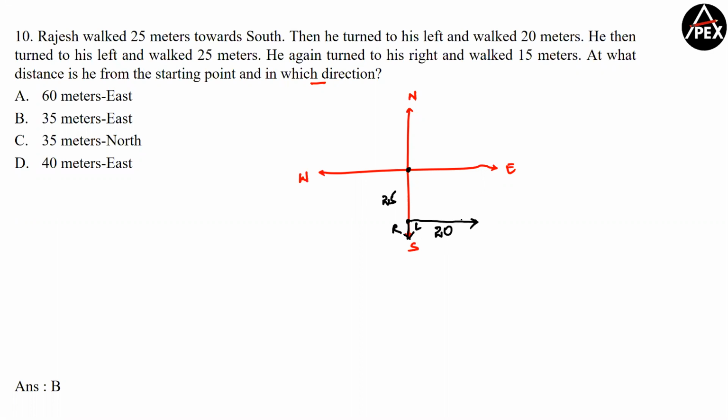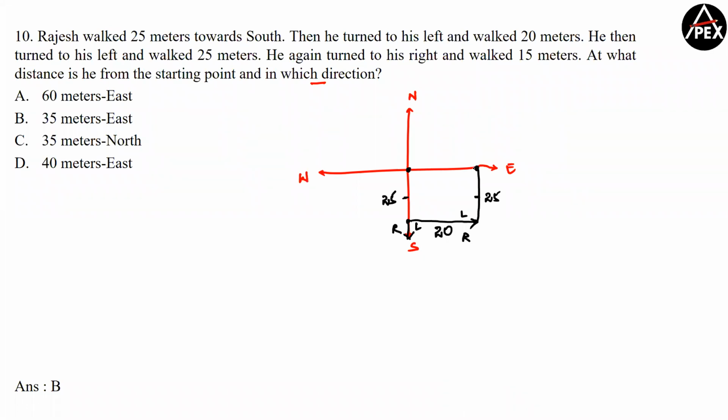He then turned to his left. So he is facing east direction. So this will be his left and this will be his right. Again, he turned to his left and walked 25 meters. So if you observe, this distance is 25. So this distance is also 25. So I can say that the point will lie on this line, right?